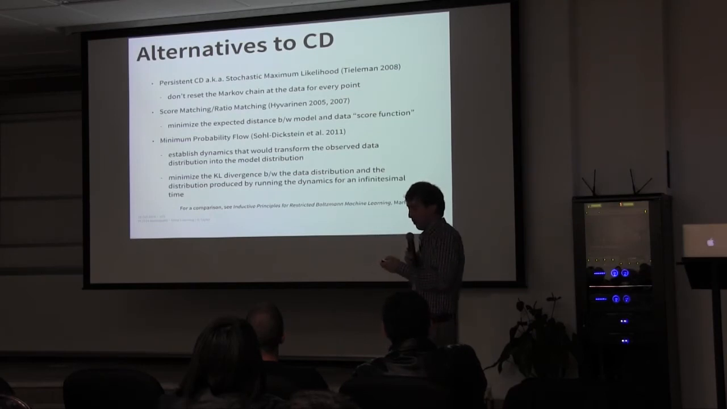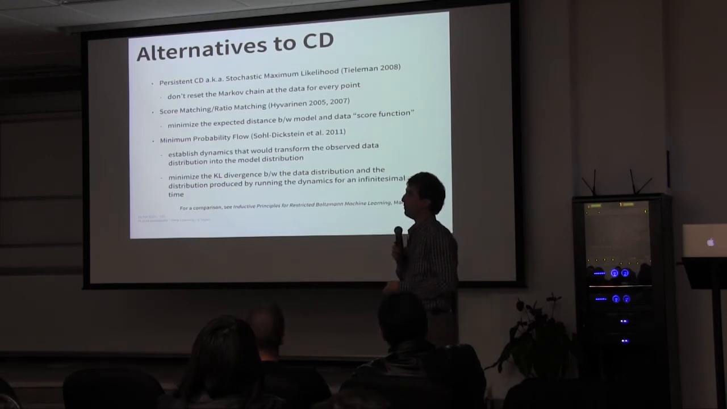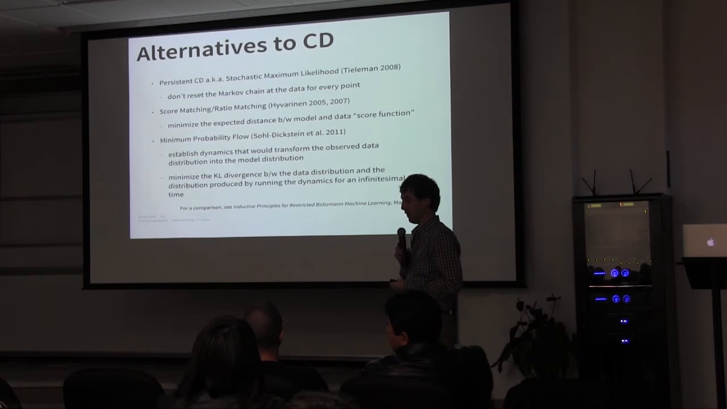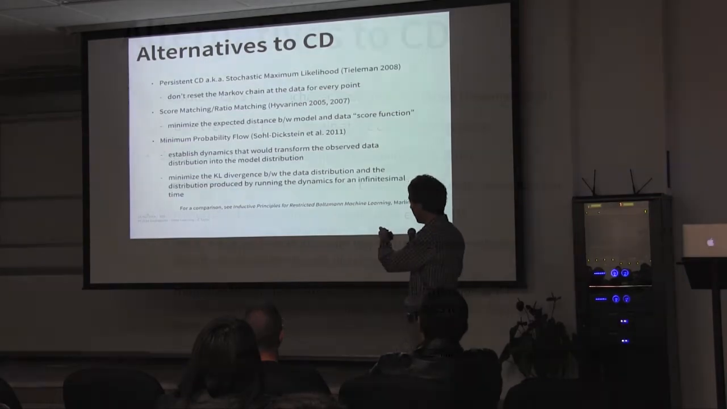That works better. What's even better to do is not to reset your Markov chain at the data for every point. So you maintain this persistent chain and you run your CD as usual. This is called persistent CD. This has been around for a few years, and this is what I would recommend as the first step if you're going to foray into the world of RBMs. Any of the tutorials you'll see on RBMs will probably give you an overview of how to use persistent CD. This is a good entry point.